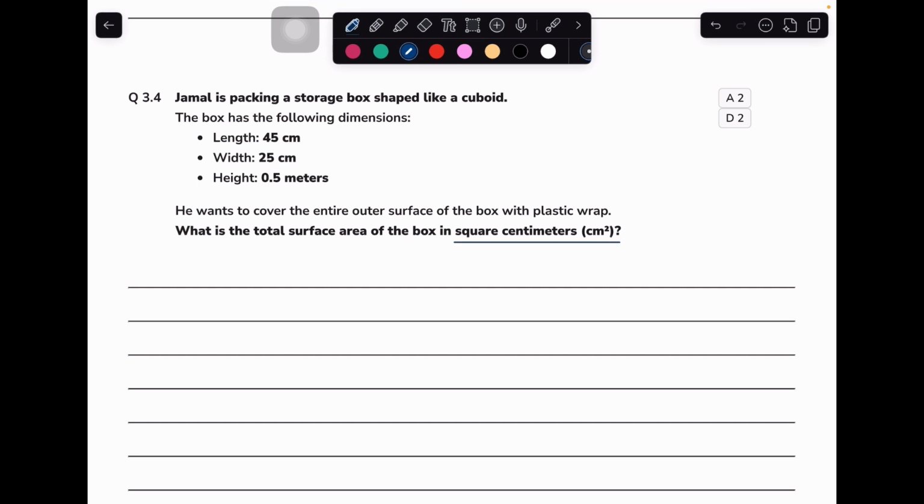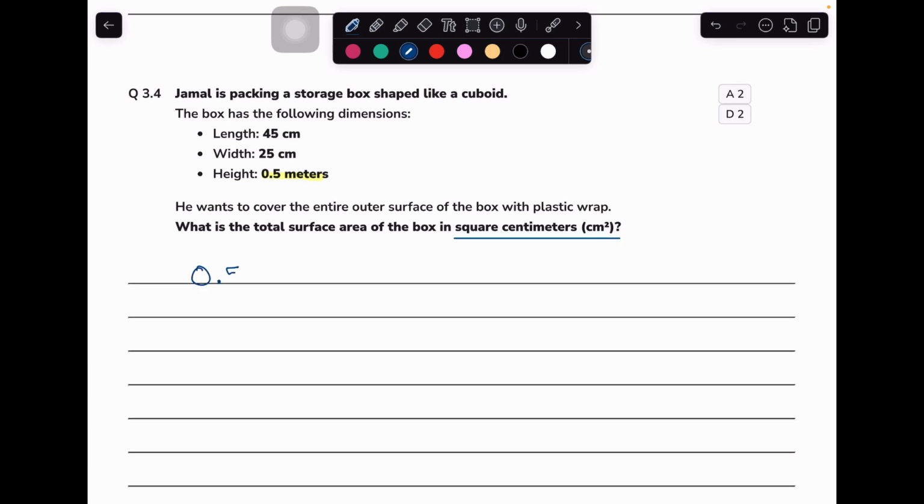Okay, so square centimeters. This time we're going to need to change our meters into centimeters. So 0.5 meters, I need to multiply this by 100 to change it to centimeters. So that would be 50 centimeters. Okay, now we want to find the surface area. Okay, so I'm going to have 3 different calculations to work out.